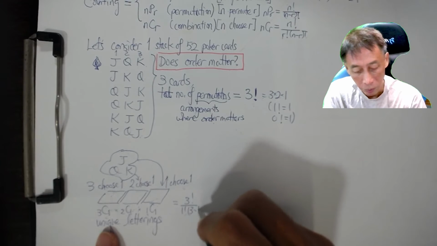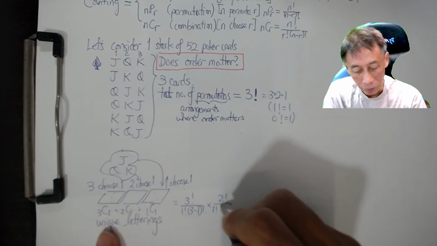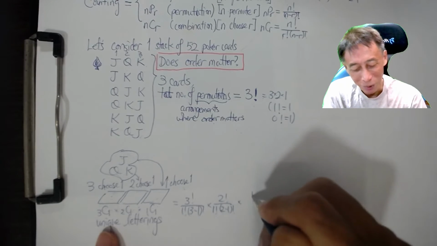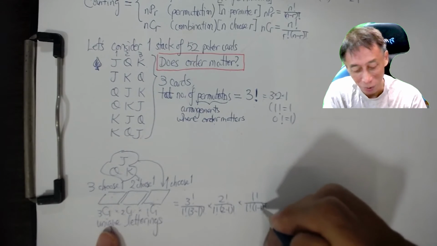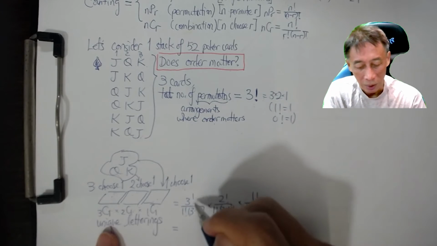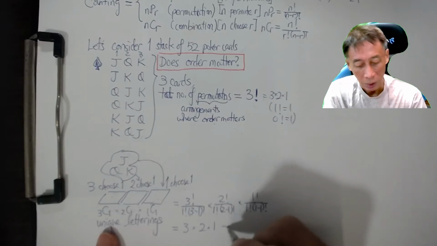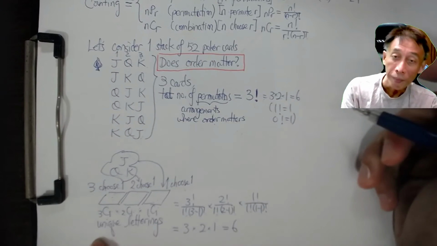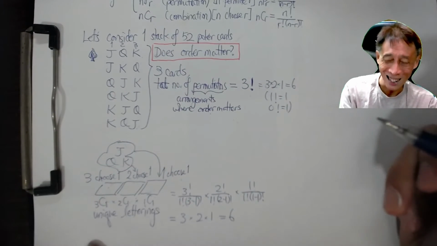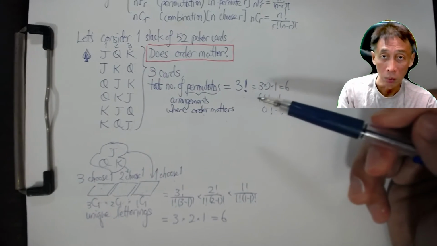3 factorial over 3 minus 1 factorial, times 2 factorial over 1 factorial, 2 minus 1 factorial, times 1 factorial over 1 factorial, 1 minus 1 factorial. That's not infinity, that's 0 factorial. You can see this is basically 3 times 2 times 1, and this is 2 factorial. You can just work it out. The answer is still the same, 6, and if you do this, it is also 6. It just goes to show that different ways of thinking about the counting still work, right?